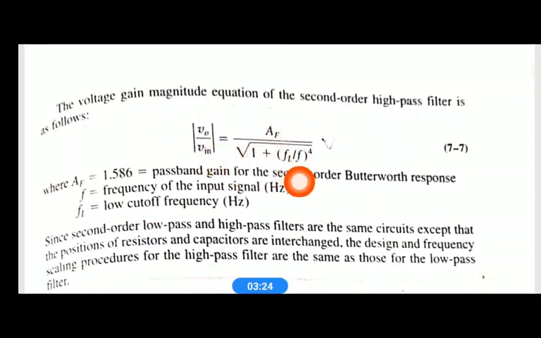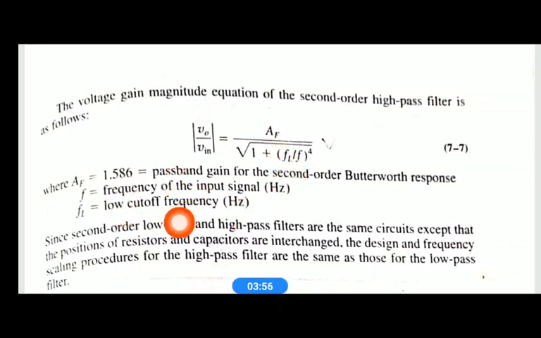F raised to 4. The difference between the second order low pass filter and the second order high pass filter magnitude of gain is that there in the second order low pass filter we have F by FH. For the second order high pass filter we have FL by F, right? Cutoff frequency divided by applied frequency. There we have applied frequency divided by cutoff frequency. That is the difference here, right?